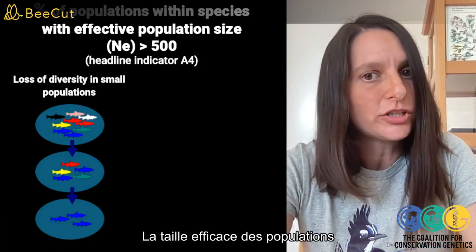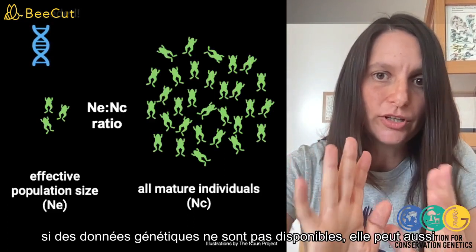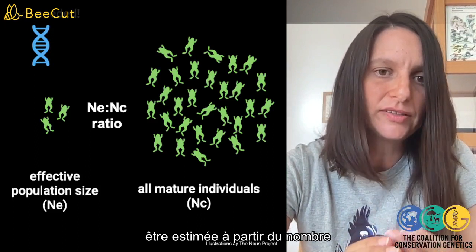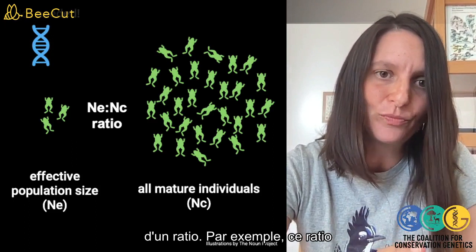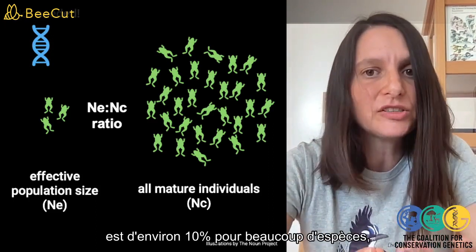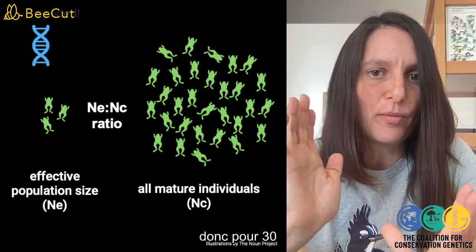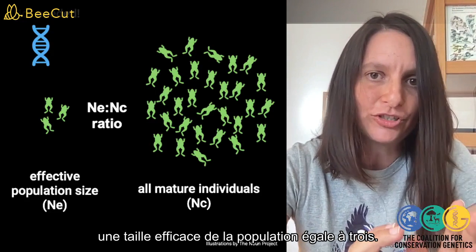The effective population size can be estimated with genetic data, but if we don't have genetic data, we can also approximate it based on the number of mature individuals and a ratio. For instance, for many species, this ratio is around 10%. So 30 mature frogs equals an effective population size of 3.